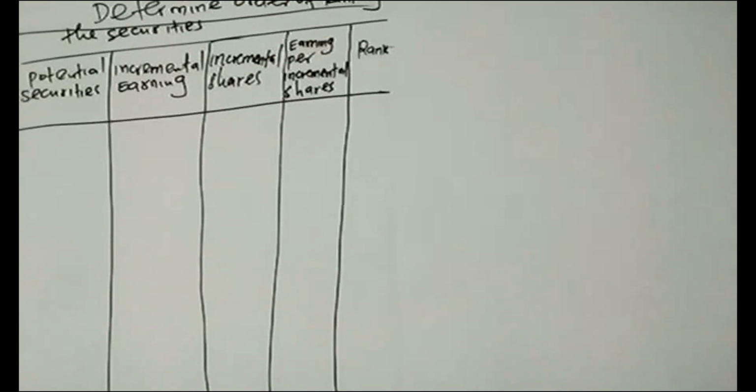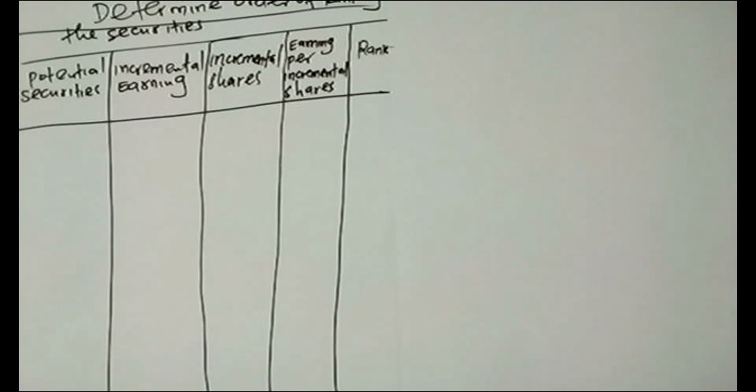So we have 4 columns: potential securities, incremental earnings, incremental shares, earnings per incremental share, then we rank. Already we have seen the potential securities which we have, whereby we have the bonds and the share options. So why do I have this incremental earnings and incremental shares column?